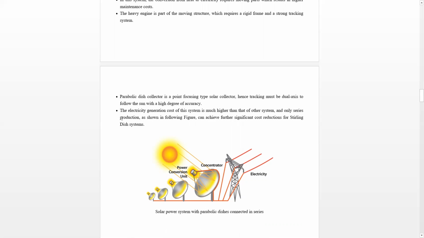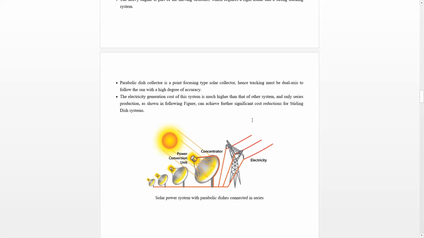And the fourth point is that the electricity generation cost of this system is much higher than that of the other systems. Only series production, as shown in the following figure, can reduce it. Yes, so here you can see that several solar dish systems are connected in series. This series system can achieve further significant cost reduction for this Stirling system.